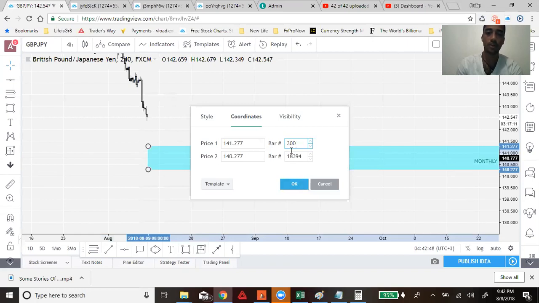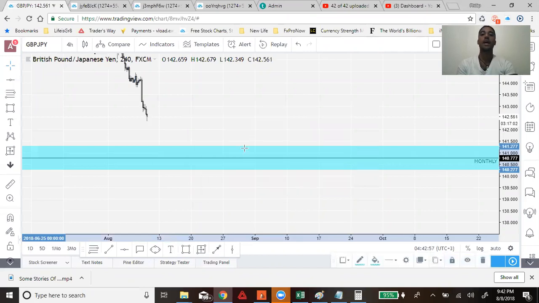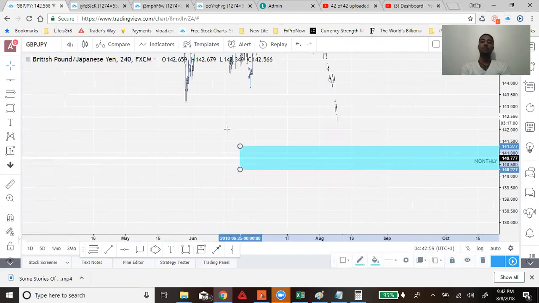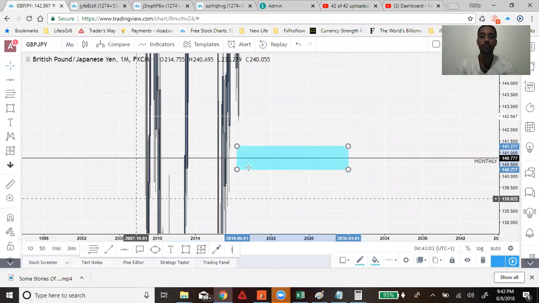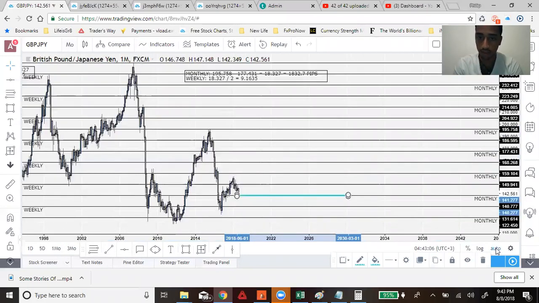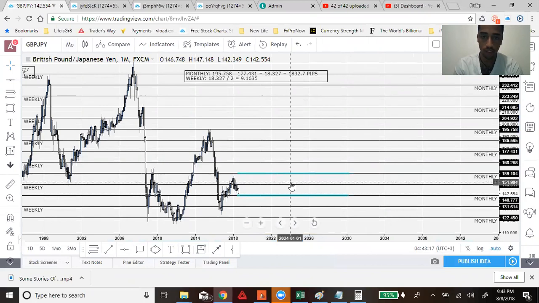I put it on every single monthly, but for time's sake, I'm not gonna do that right now. All right. So we did it on that monthly, and I'm gonna do it on this monthly because price is about to get to that area. So I'll put it over here as well. And I'll change it later on.